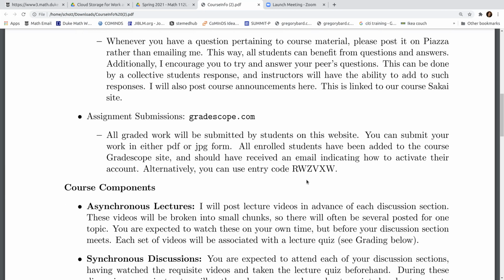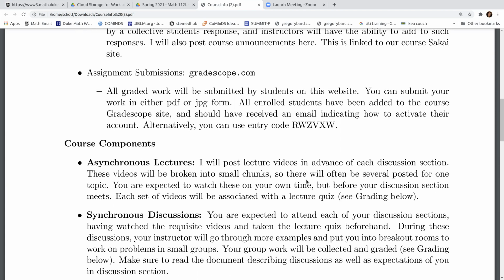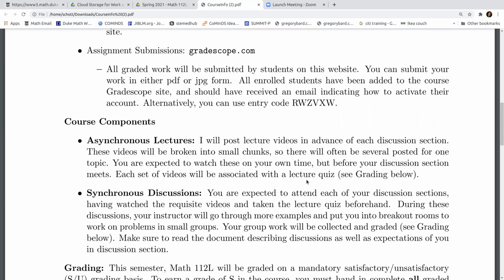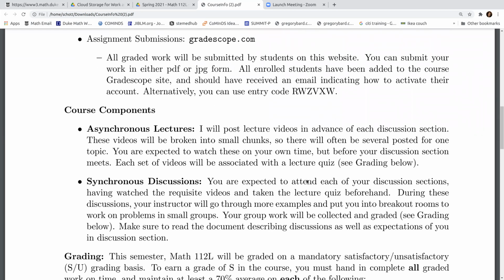And then Gradescope is going to be the place that you submit everything that's going to be graded in this course. If you're not familiar with that, it should become pretty easy to use. I will add all of you to both of those sites so that you should be able to access them.